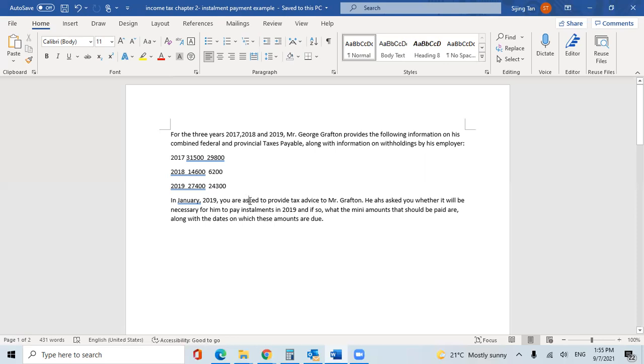Now, when we see those kinds of questions, the first step is to simply calculate the net tax only, right? So we use 31,500 deduct 29,800. This gives 1,700. For 2018, we use 14,600 deduct 6,200 and that gives us 8,400. For 2019, we use 27,400 deduct 24,300. It gives us 3,100 for the current year. We could see that for the current year, we have over $3,000 for net tax only.